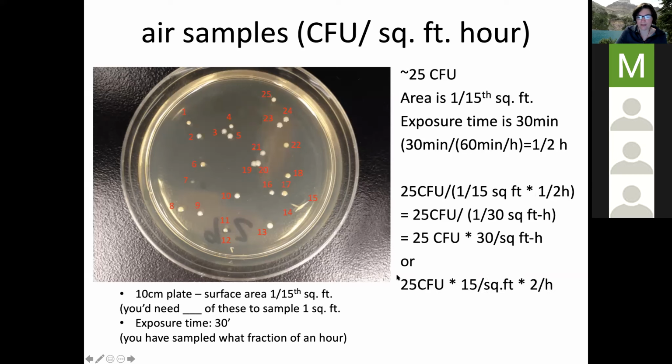You're going to say, I have 25 CFUs. I have to multiply it by 15 for each square foot because I only sampled the 15th of a square foot. And I have to multiply it by 2 because I only sampled for half an hour. Either way, you're going to get this answer, okay? And so you were totally on the right track, Marina, except for one little difference with the time and then possibly a decimal point.